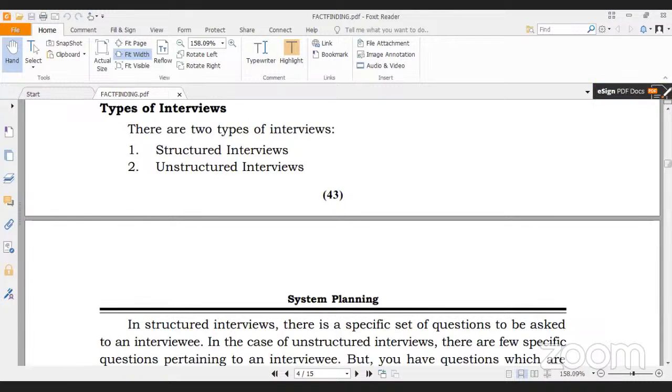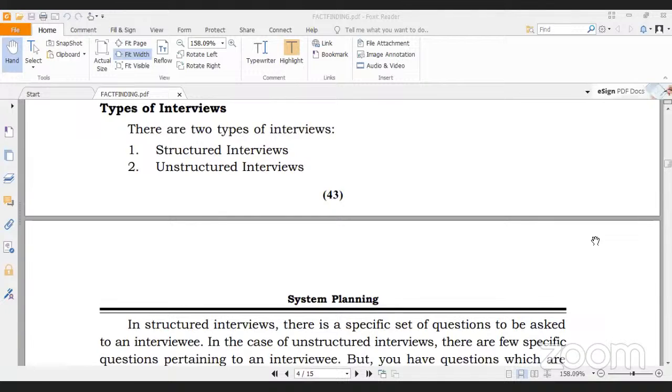I told in my class, it is the DSS, decision support system, for unstructured problem solution. And for both structured and unstructured problem solution, it is the ESS, executive support system. You try to remember this.